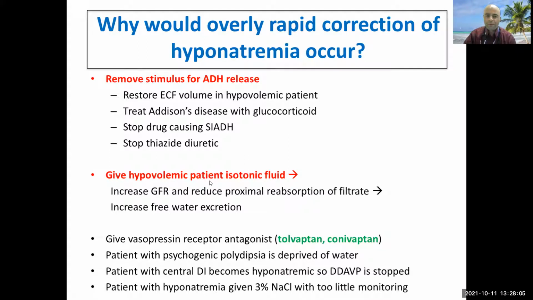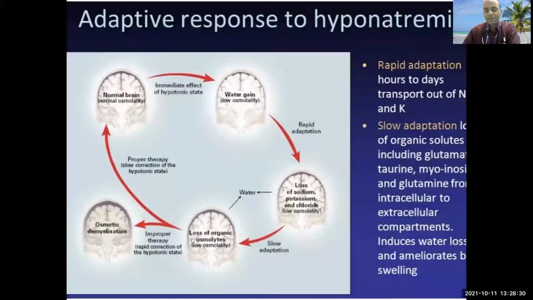Giving a hypovolemic patient isotonic fluid, as we discussed, increases the GFR and reduces the proximal reabsorption of filtrate, increasing free water excretion. If the hypovolemic patient receives isotonic fluid, this will restore the GFR and reduce the proximal reabsorption of the filtrate, leading to more free water excretion.